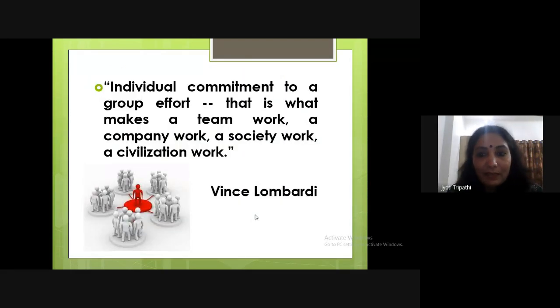Now here I may conclude, using the words of Vince Lombardi, that individual commitment to a group effort is what makes a team work, a company work, a society work, and a civilization work. I would also like to use some research data for you all. In 2011, the human resource leaders of Mars Incorporation conducted a study of the global workforce to check the effectiveness and collaborative approach of teams, and their study was published in the Harvard Business Review.